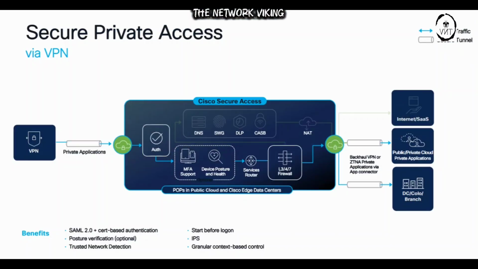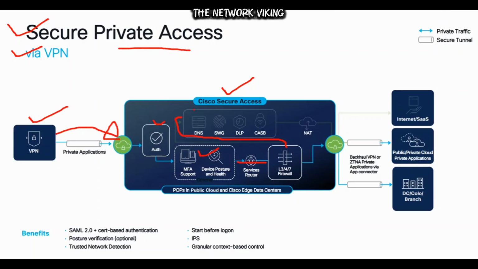All right, so let's talk about the secure private access with VPN. As mentioned before, you can have users connecting to the Cisco Secure Access using RAVPN. So once the connection is made to Cisco Secure Access from the endpoint, it goes through authentication, as mentioned before, MFA, device posture check, it goes ahead to the services router, and then connects to the firewall. And mind you, we're talking about private access, right? As mentioned before, when we're talking about private access, it's not going to go to this one, right? So in this case, we're not going to see this touching DNS, SWG, DLP, CASB.